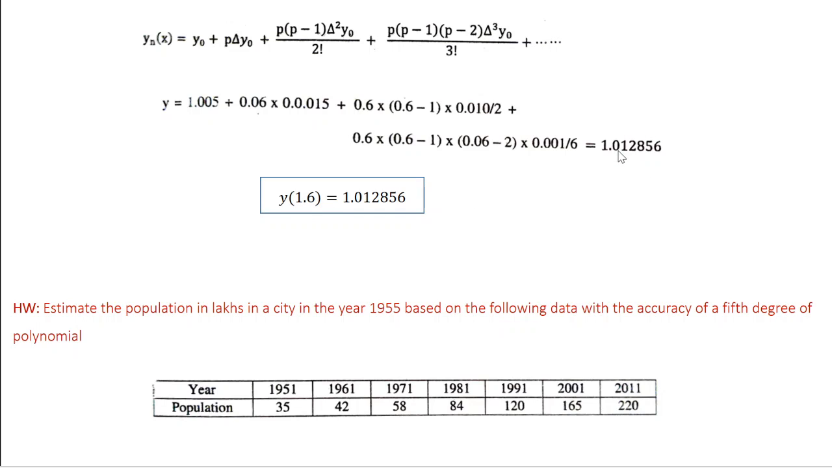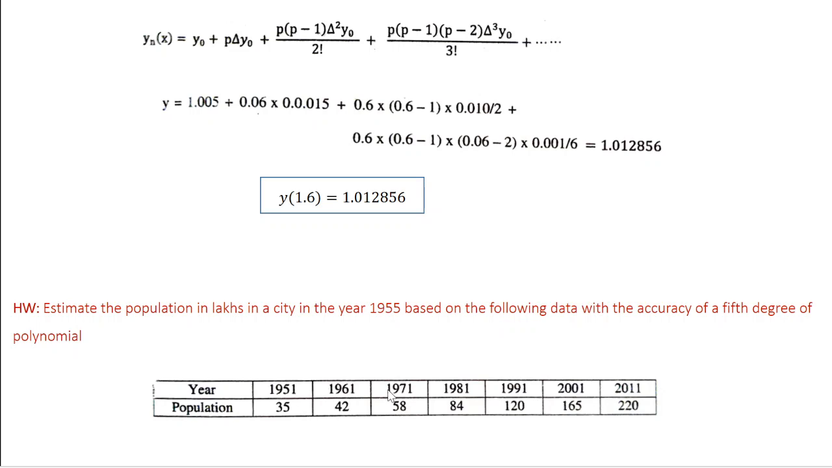Okay, so this is how you do numerical interpolation using Newton's forward difference. To get more practice, you can do a homework. Estimate the population in lakhs in a city in the year 1955 based on the following data with the accuracy of a 5th degree polynomial. So these are your x and y values. X is the year, y is population in lakhs. You are asked to find out the y value corresponding to x equal to 1955.